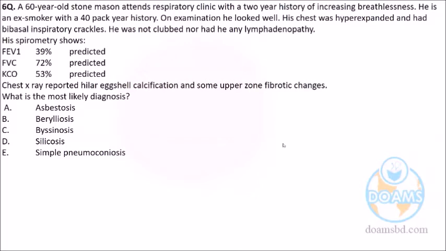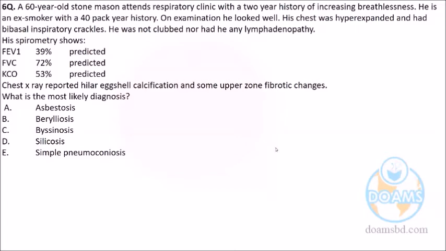Dr. Rizwan, can you explain the case to us first, in short? Yes, sir. The patient has FEV1 low, less than 70%. This is very low, and KCO is also low, 53%. The chest X-ray is showing hilar eggshell calcification with upper zone fibrosis. The hilar eggshell calcification, I think, goes more with silicosis, sir. Silicosis is a cause of fibrosis as well, and eggshell calcification suggests more in favor of a diagnosis of silicosis.